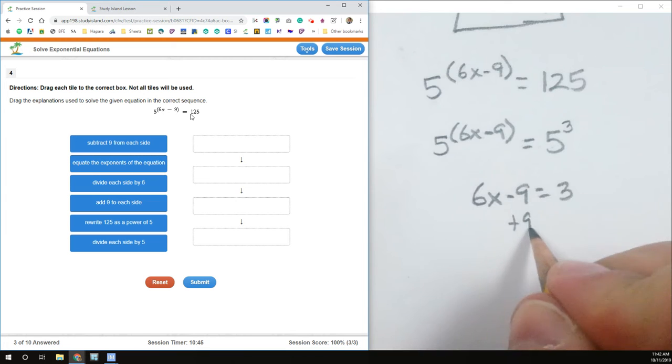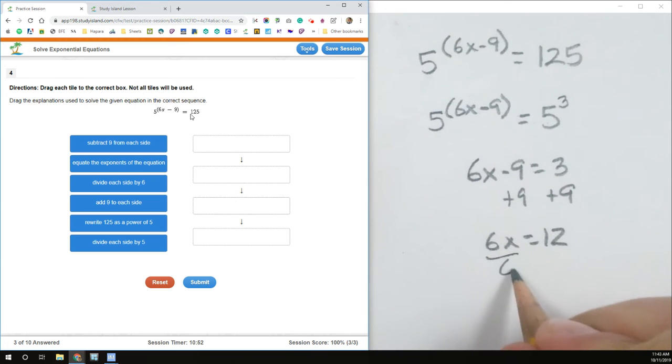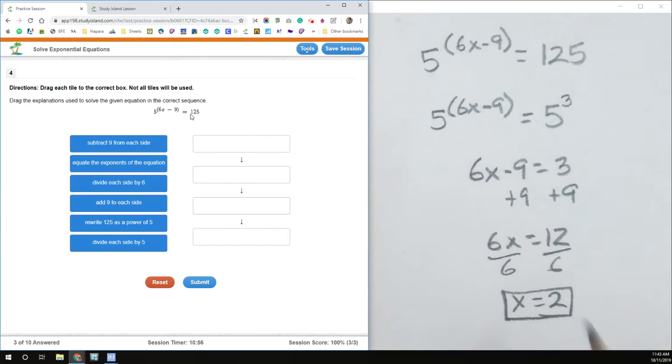Now I can add 9 to both sides, and I get 6x equals 12. And now I can divide both sides by 6, and I get x equals 2. So now I go ahead and fill in what we just did over here. What was the very first thing we did? We changed 125 to 5 to the third power.